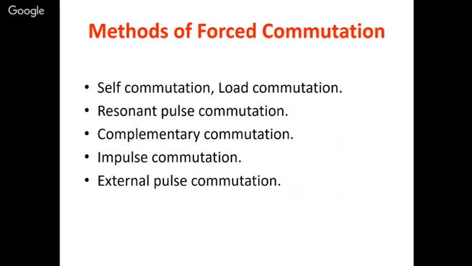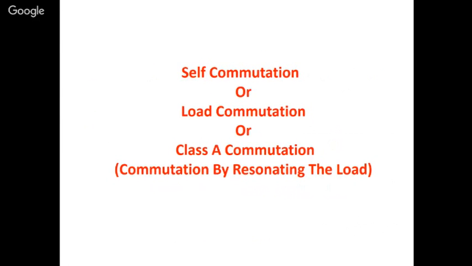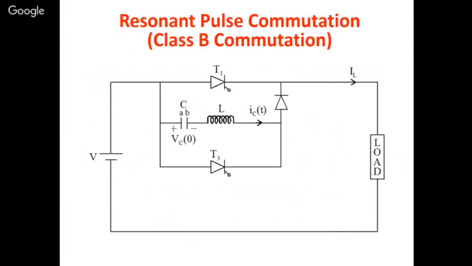Impulse commutation is nothing but voltage commutation. By using a capacitor, you charge it to the maximum and give a reverse voltage, that is impulse commutation. Then external pulse commutation, where you can also use an external circuit in order to commutate it. This portion I'm just skipping because we are going out of time.